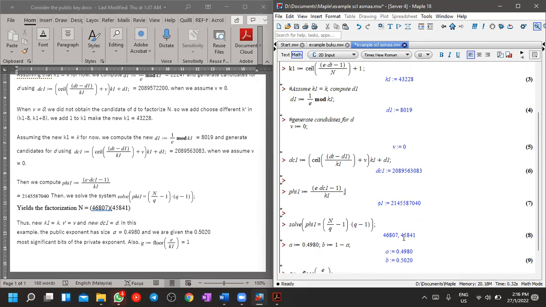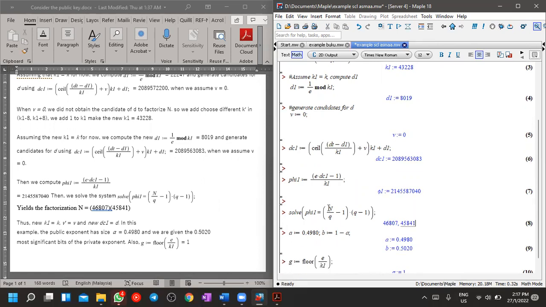Luckily, the n can be factored into this factorization, and then we solve the system. Using the factorization, n equals 46807 multiplied by 45841. Thus, we know that the new k1 is equal to k, the v prime is equal to v, and the new dc1 is equal to d.